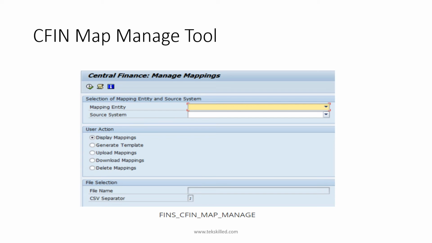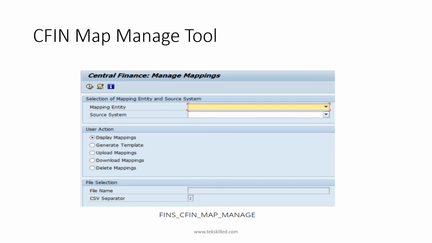The first thing is the mapping entity. The mapping entity is the field for which you want to do the mapping. This can be anything like company code, profit center, cost center, GLs, payment terms, payment methods, chart of accounts, controlling area, and many more. Now you have a source system. The source system is your logical system that is connected to the source system via RFC connections. And you can see that there are 5 user actions: display mapping, generate templates, upload mappings, download mappings, and delete mappings.